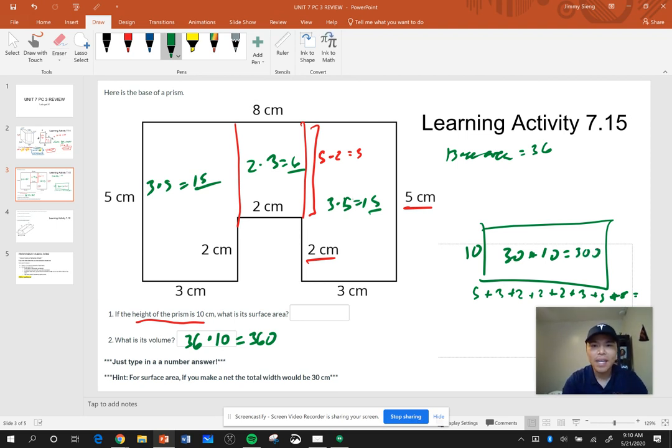Okay, so my surface area, it's going to be my two bases, 36 plus 36, right? That's the top and bottom of the face, plus my net, which is 300. I see that as 372. This one should be centimeters squared. And this one should be centimeters to the third power.